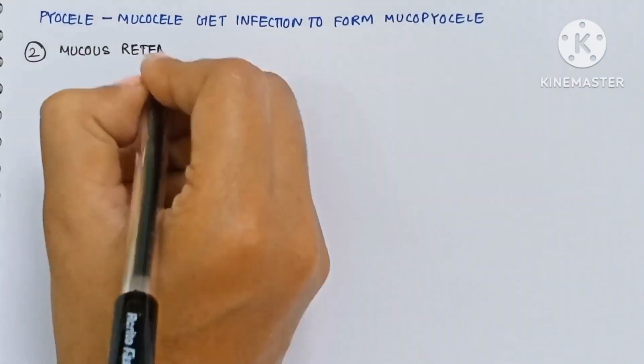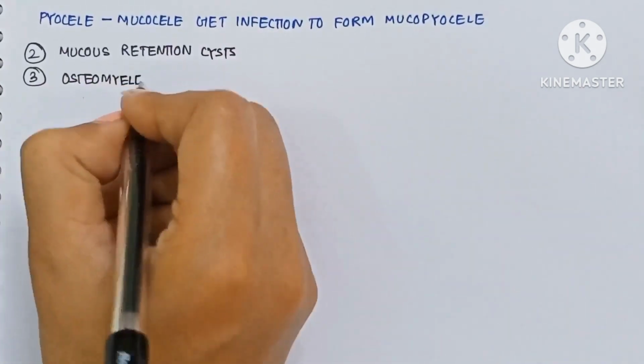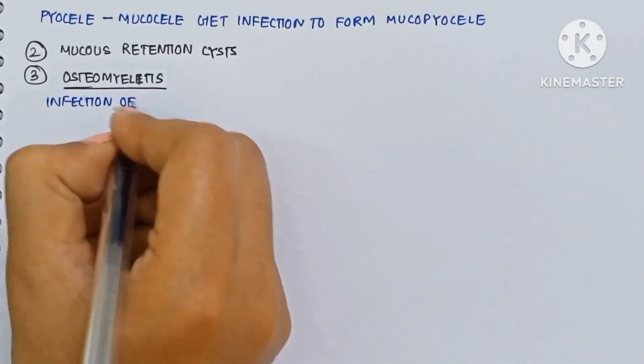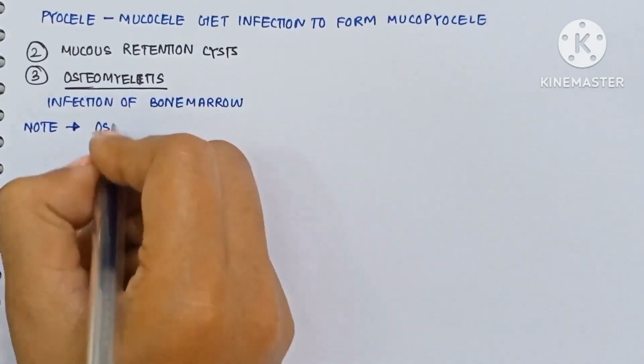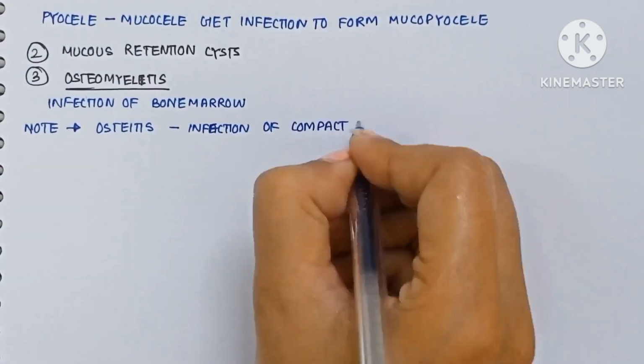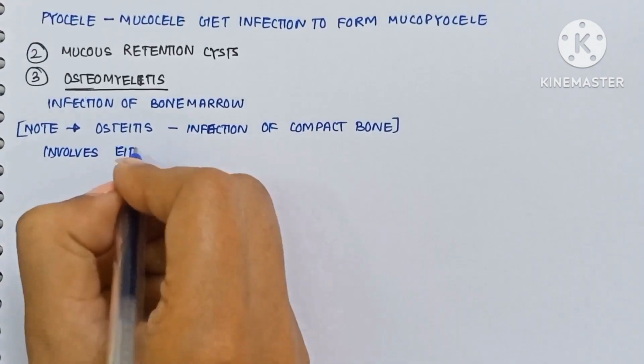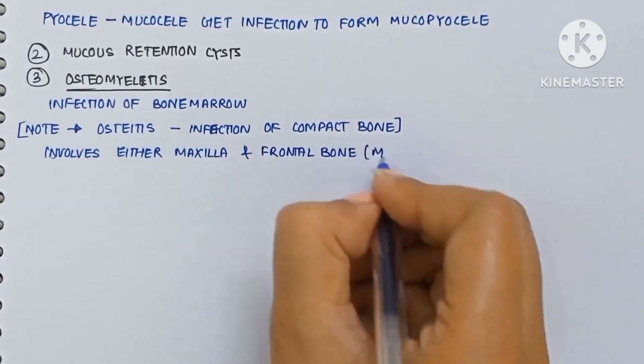The second is the mucus retention cysts. Third is the osteomyelitis. It is the infection of bone marrow, while osteitis is the infection of compact bone. It involves either the maxilla or the frontal bone. Here you can see the osteomyelitis of the maxilla with fistula formation in the infraorbital region.